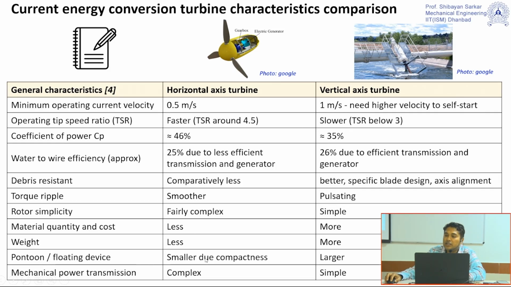Platform or floating device, smaller and compactness is there in case of the horizontal axis turbine, and larger in case of the vertical axis turbine, because you need to support the vertical axis turbine. Already I have told you, for a horizontal axis turbine you will get two supports, one here, another here. Vertical axis turbine will be hanging, so its support requirement is higher, and there will be lots of unbalanced forces acting on the bearing where it will be housed. So all those problems you have to take care of while installing such a turbine.